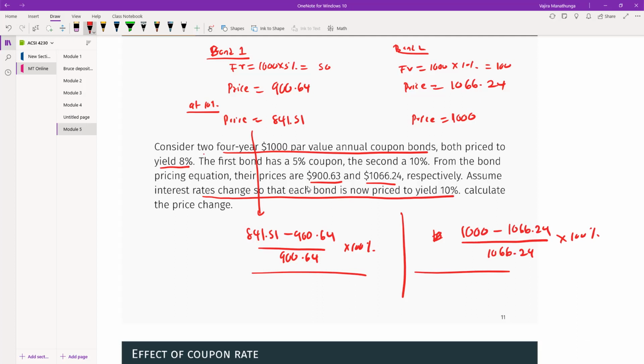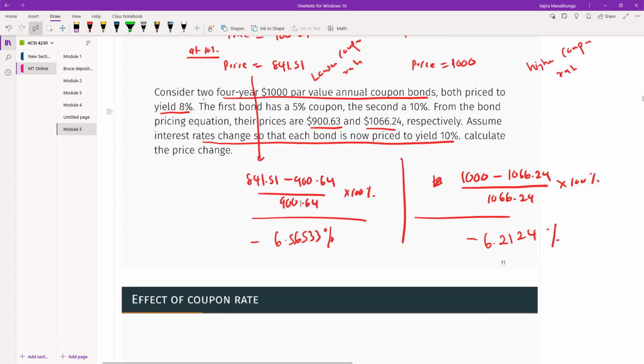So by 100%, it's 6.56. It's a negative number. So the other one, if you take 1000 minus 1066.24 divided by 1066.24 times 100, this one is negative 6.2124. Okay. So you can see that this one is higher coupon rate. This one is lower coupon rate.